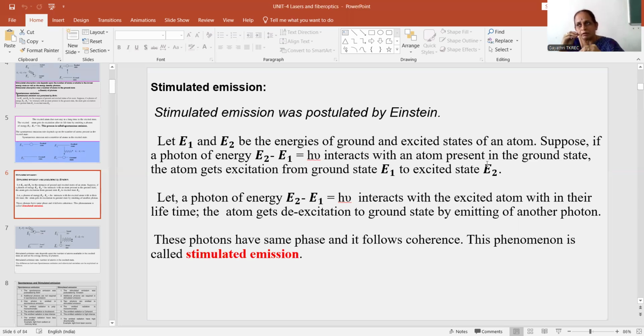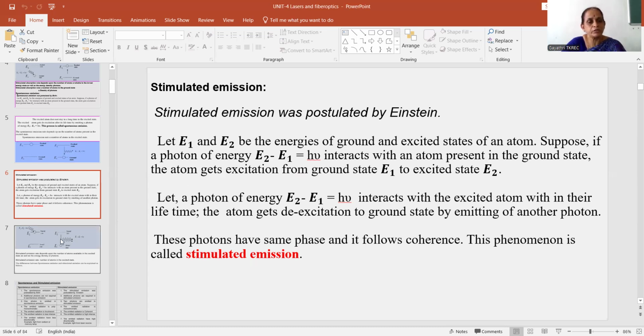Within that lifetime, if a photon of energy h nu, which is equal to the difference between the energy states, is made to hit the atom which is already present in the excited state, that atom will come back to ground state by liberation of two photons. These two photons have the same phase, same wavelength, and the same frequency as that of the incident photon. Hence, such type of emission is called stimulated emission.